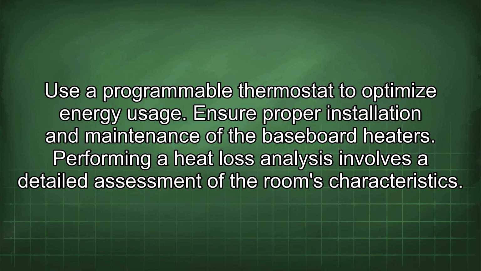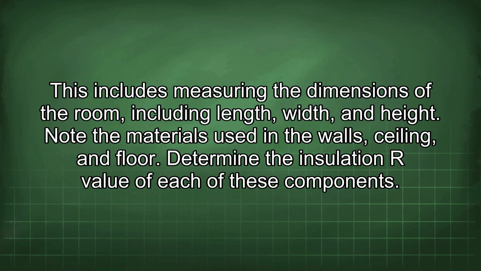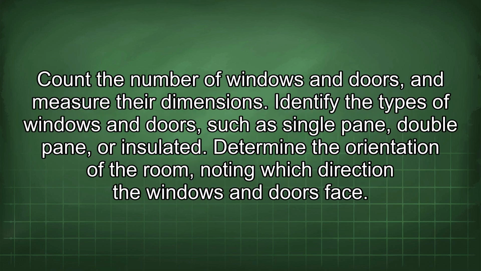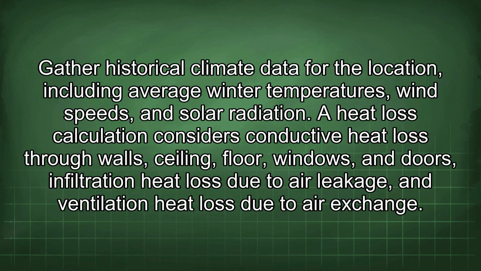Performing a heat loss analysis involves a detailed assessment of the room's characteristics. This includes measuring the dimensions of the room, including length, width, and height. Note the materials used in the walls, ceiling, and floor. Determine the insulation R-value of each of these components. Count the number of windows and doors and measure their dimensions. Identify the types of windows and doors, such as single pane, double pane, or insulated. Determine the orientation of the room, noting which direction the windows and doors face. Gather historical climate data for the location, including average winter temperatures, wind speeds, and solar radiation.